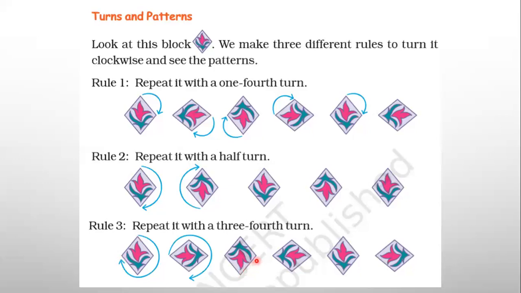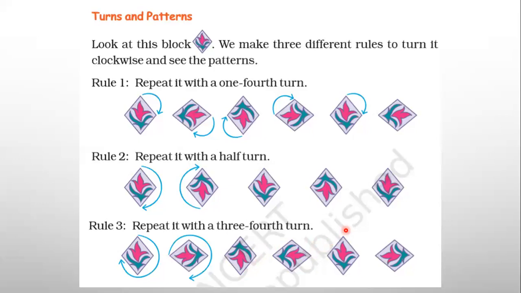Again, when it makes another 3/4 turn, the tip of the flower will be coming to the right side. And in the next one, again it will be coming to the original position. This way, in 3/4 turns, the pattern forms after the repetition of the turns.